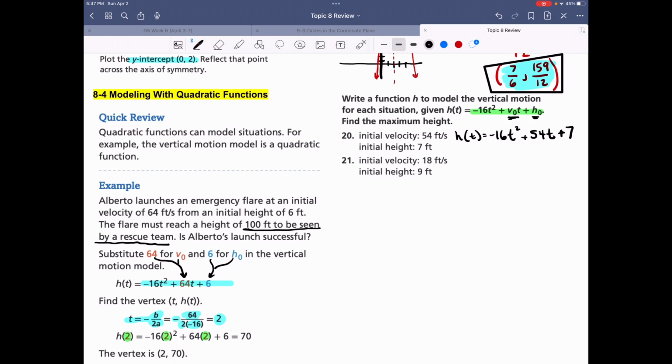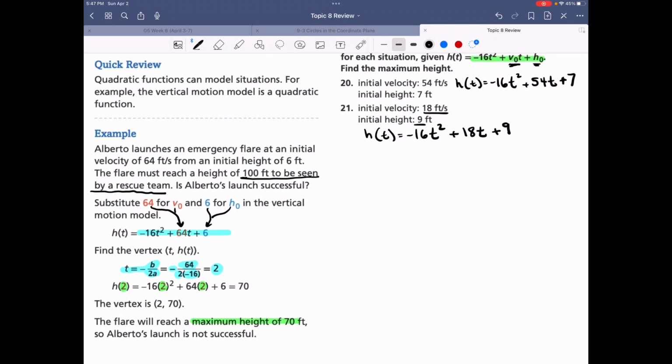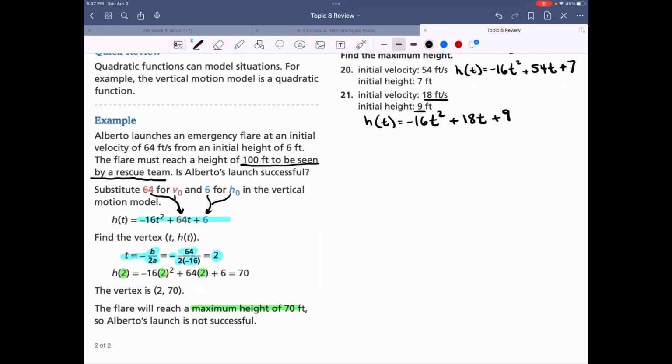And then for number 21, h of t equals negative 16t squared plus the initial velocity, which in this case is 18t, plus the initial height, which is 9. And that completes our topic 8 review. Please study this, read it over tonight, because tomorrow we are going to have our topic 8 test, and it will be 10 questions similar to the ones we did in this review.